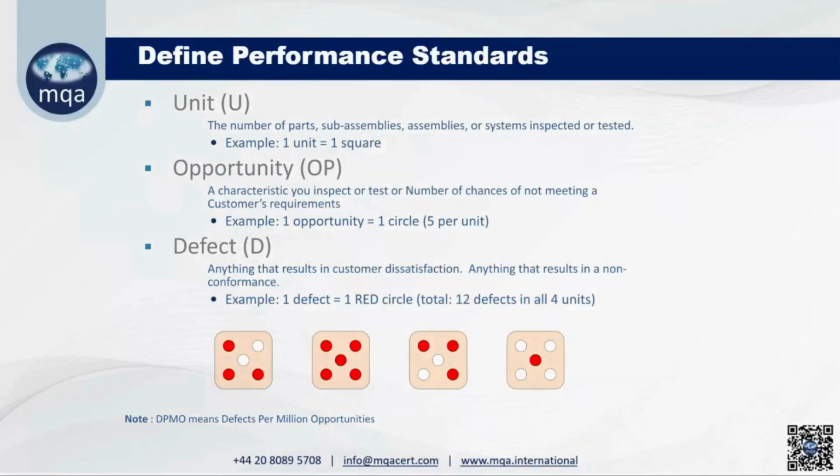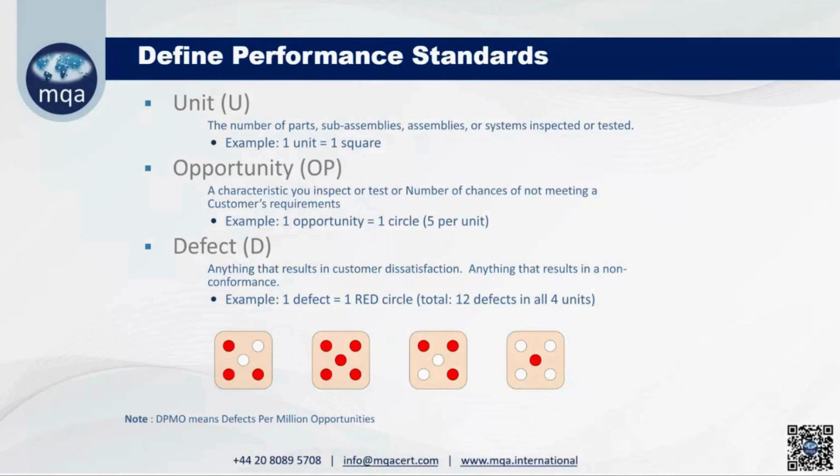Now the other term is to define the performance standard. What is a performance standard? Performance is like output, so what output standard do we want? Some of the definitions are there, starting with unit. If you see the square block here, a dice with the number 5, which we normally call dice 1, there are 4 dice: 1, 2, 3, 4. So we have 4 of them.